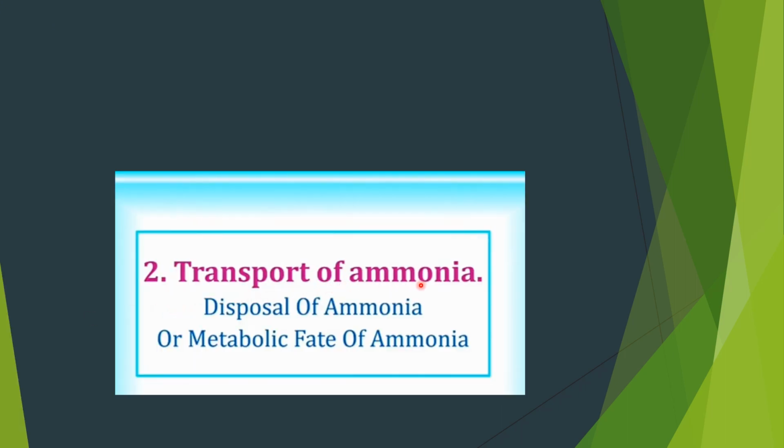In today's video lecture, we will discuss the transport of ammonia. In the previous video, we had discussed deamination. During deamination, ammonia is released from glutamate. Now this ammonia has to be transported to the liver so that urea can be synthesized from it. Now we see how this transport of ammonia takes place.